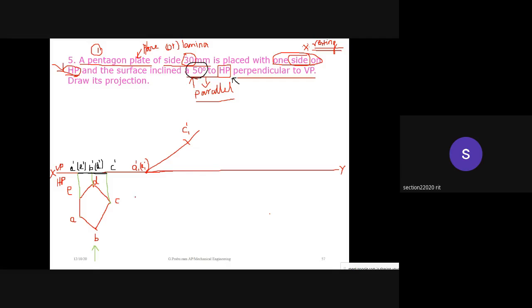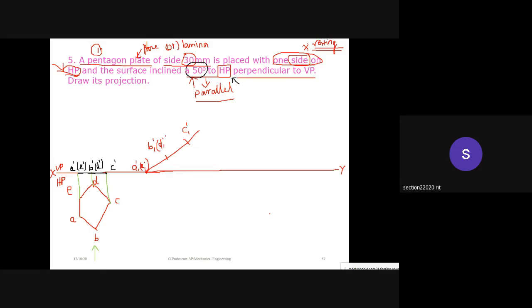Now what should I do? Again you use your compass. Measure from A dash to B dash with the compass and mark it, sir. Yes, very good. So from A dash to B dash, again I am measuring using a compass. Taking A1 dash as the center, I am cutting an arc. What I get is B1 dash and D1 dash.